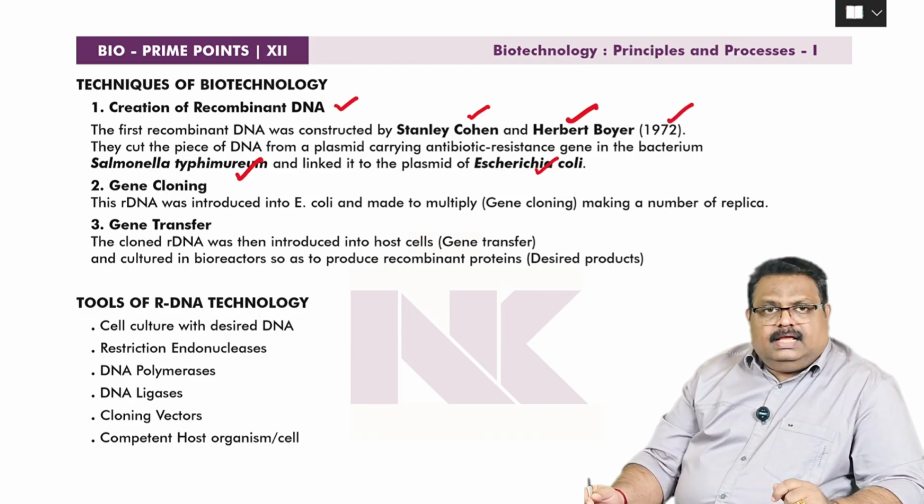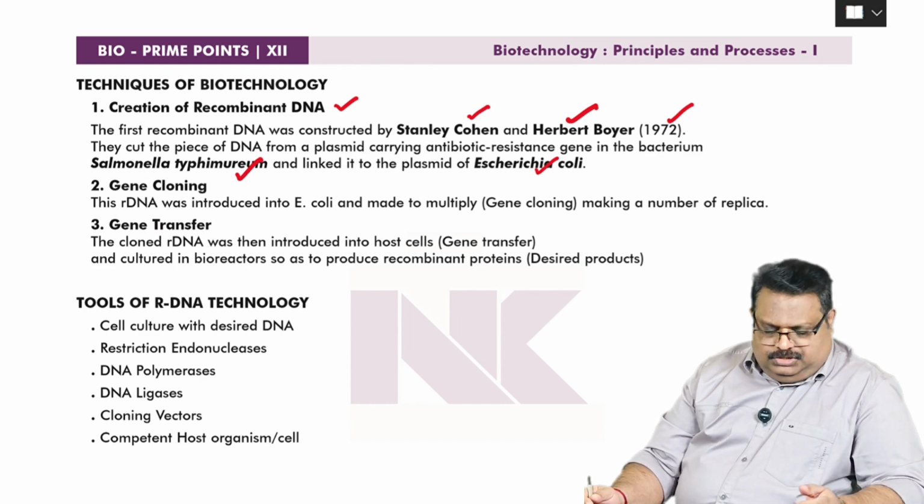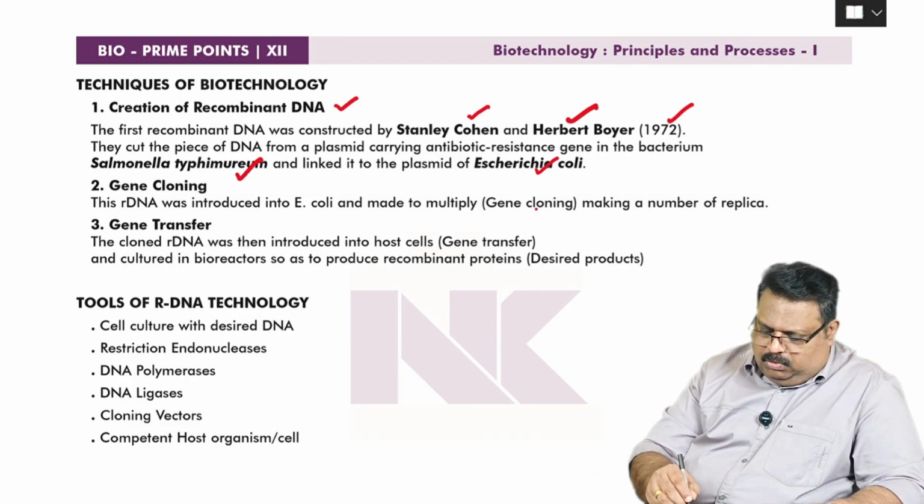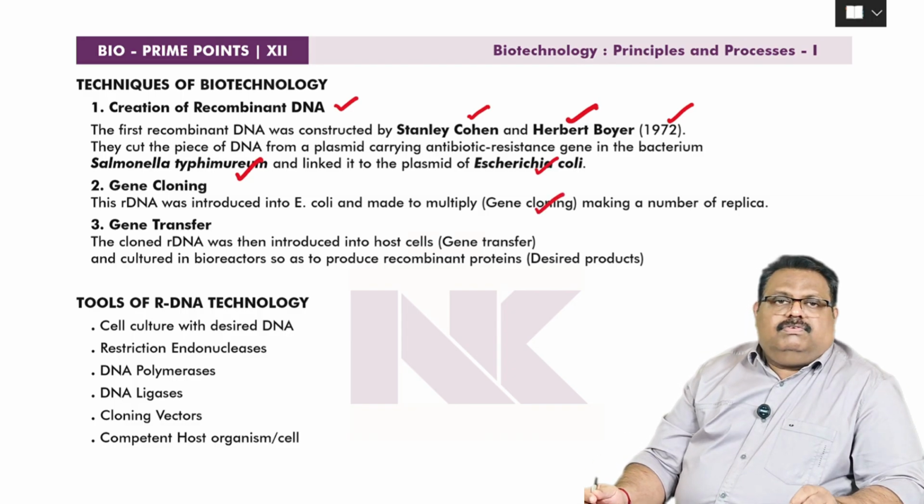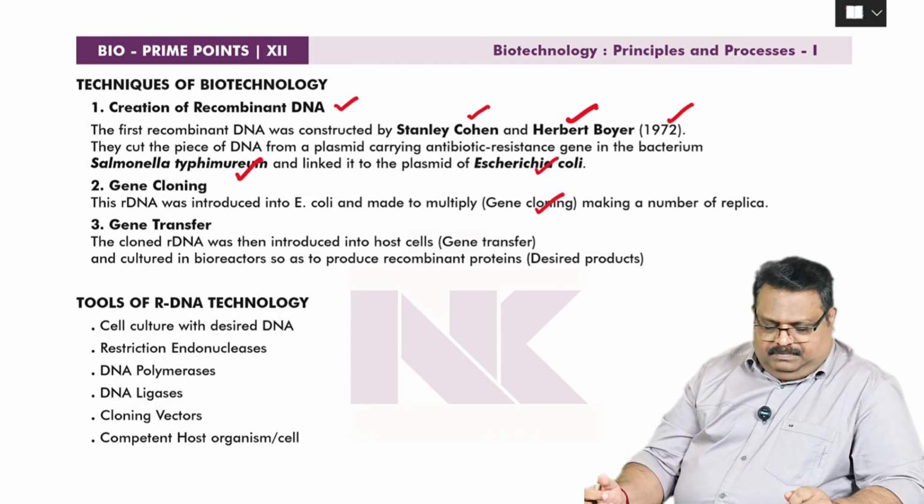Then the second technique is gene cloning. Cloning means the production of multiple copies. This recombinant DNA was introduced into E. coli and made to multiply. That means gene cloning, making a number of replicas. The replica production is called cloning.